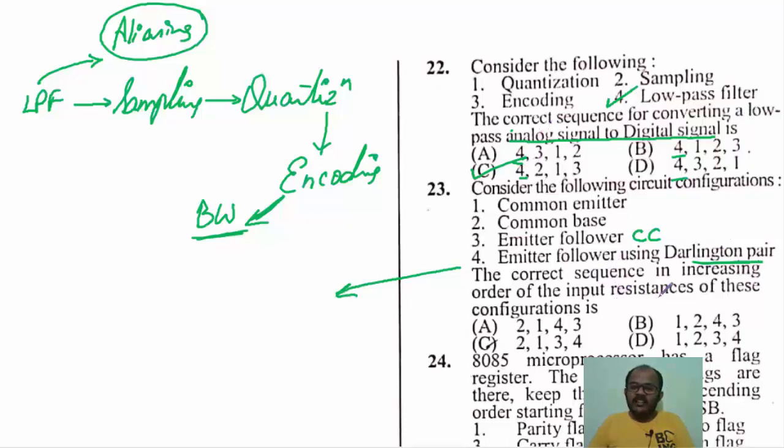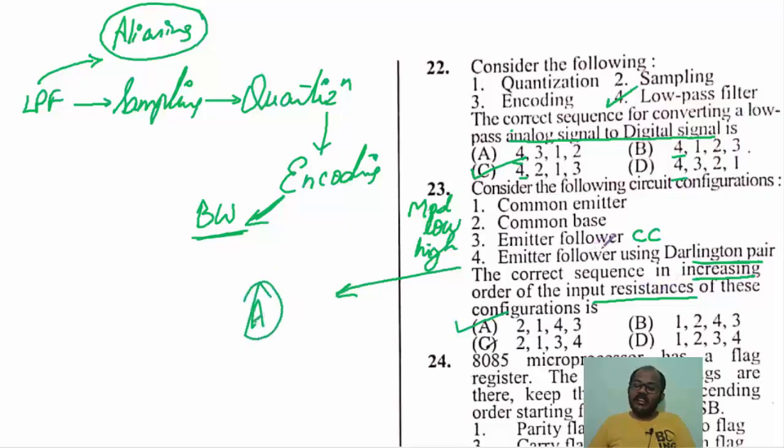So what they are asking is, you have to arrange the input impedance or the input resistance in ascending order. We know in the case of common base, input impedance is a low value, and common emitter it is a moderate value, and emitter follower or common collector has high input impedance. Since we are making use of Darlington pair, it is less when compared to emitter follower. So it is 2143, nothing but option A is going to follow.